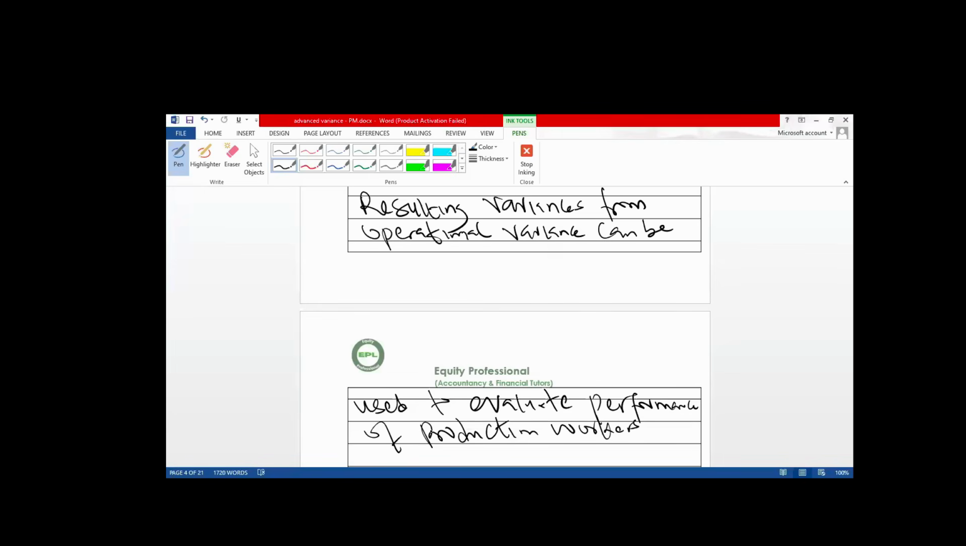We can use this question to explain sales variances and planning variance to some extent. Let's use the most recent question.